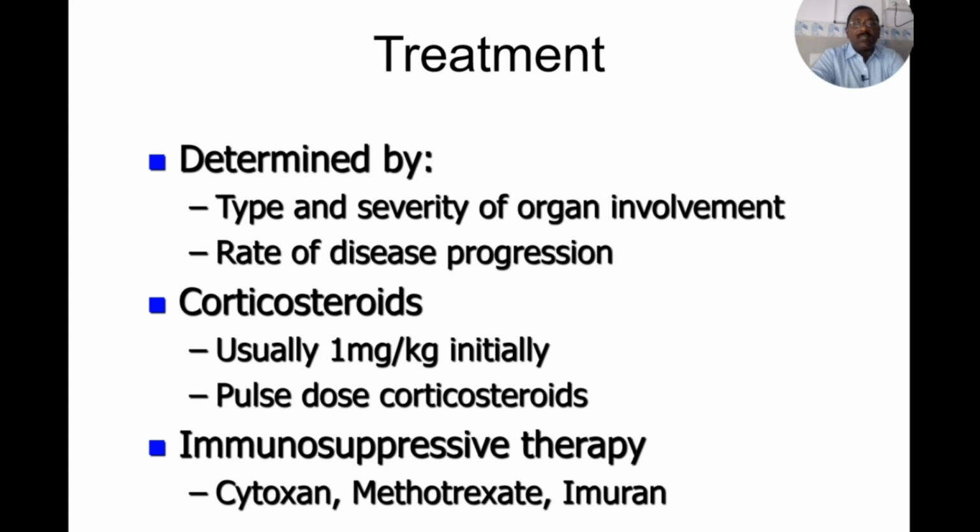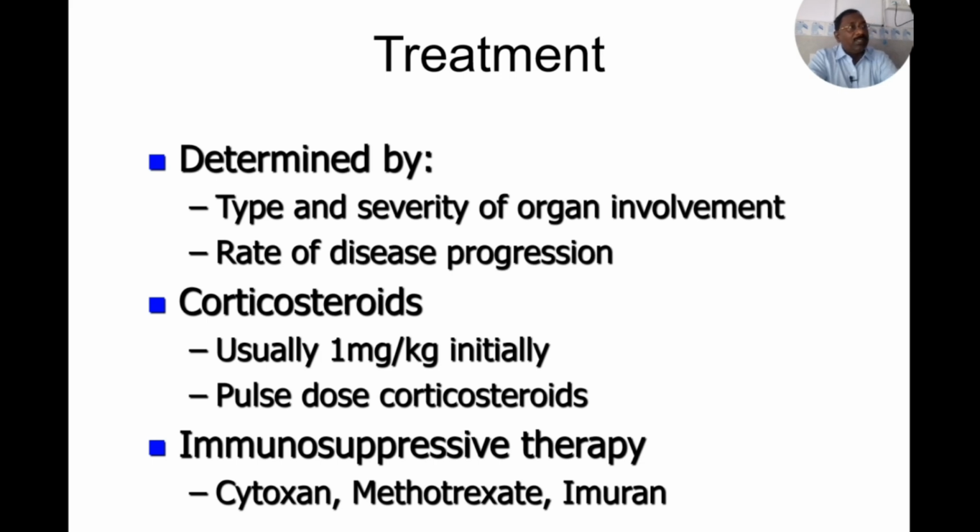So the treatment is determined by the type and severity of the organ involvement and the rate of disease progression. If it is a slow onset, you'll be happy with the steroid alone. If it is very aggressive, you add some more immunosuppressive drugs along with the steroids. Steroids usually 1 mg per kg initially, and you have to give it for about 6 weeks, or maybe 8 weeks, or maybe 12 weeks.